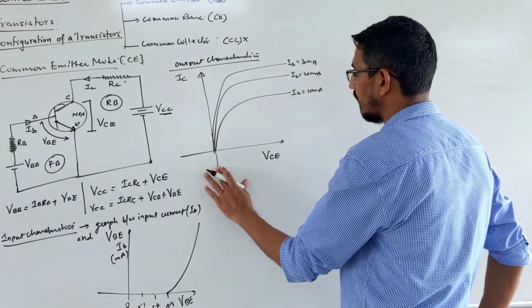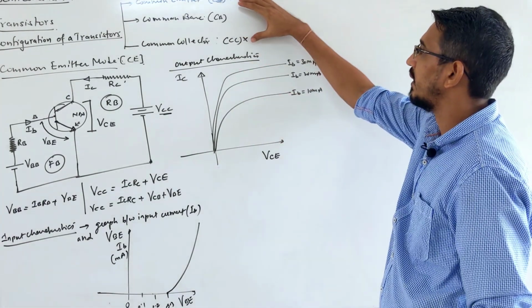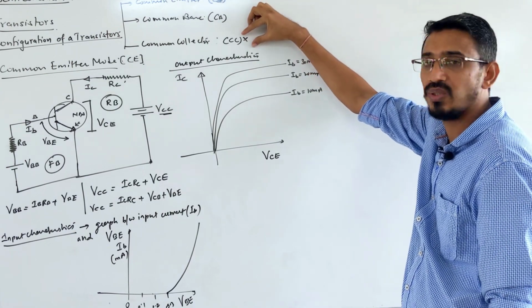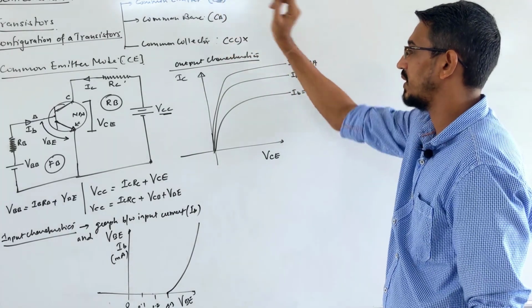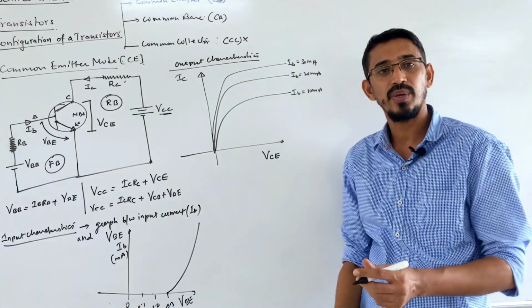So this is done. Now we talk about the main thing, the numerical part on this. We have three configurations. Common emitter is commonly used. This one is generally not used. Still, I will tell you some basic differences and properties between these three modes later. First we do the main part, the numerical part. So we are talking about gains now.